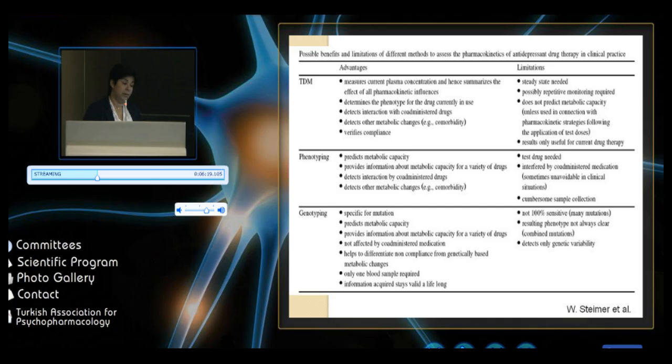Phenotyping, on the other hand, predicts metabolic capacity much better, and it gives us information for all the drugs that are metabolized through one enzyme.